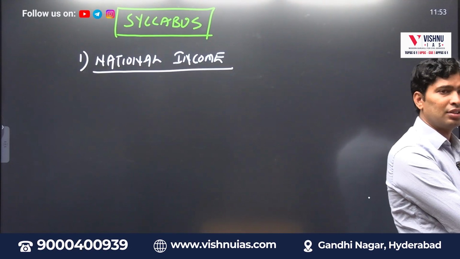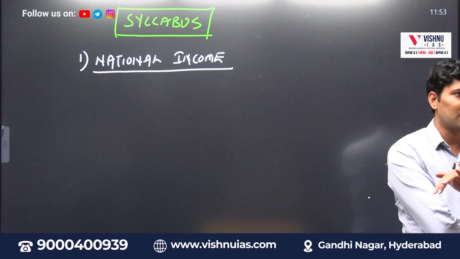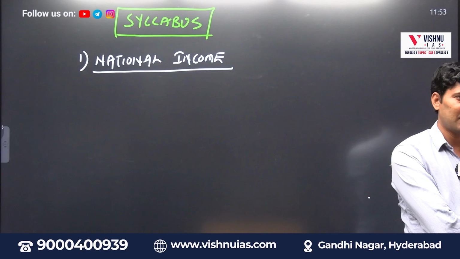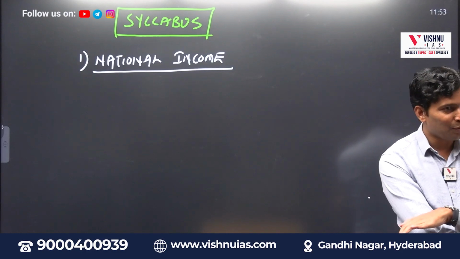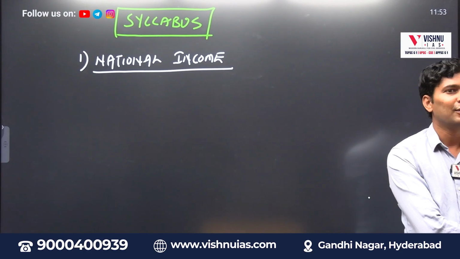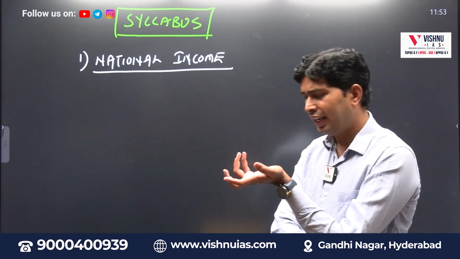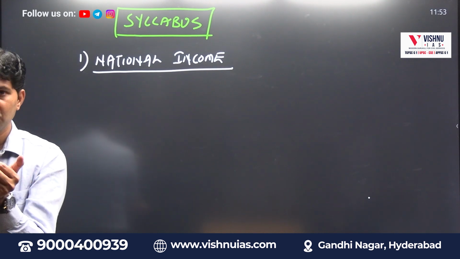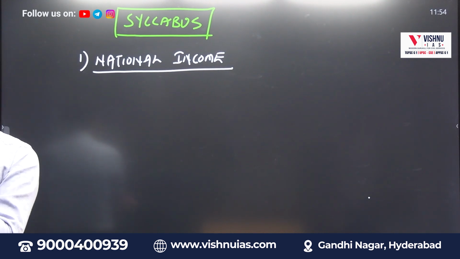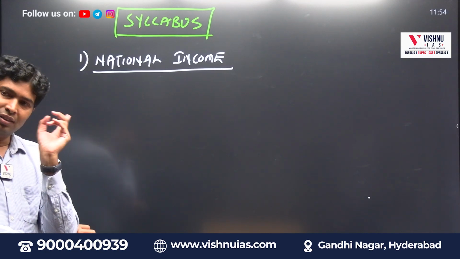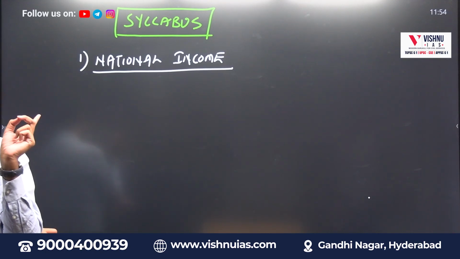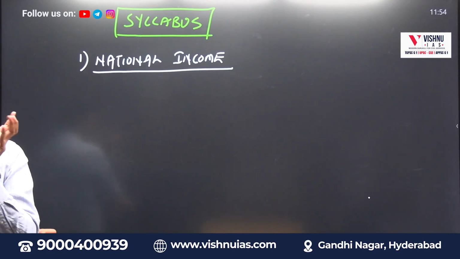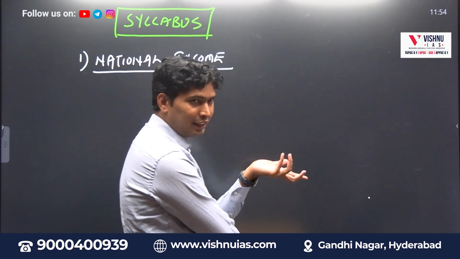Every other chapter in the syllabus finally links to one chapter that is called national income. It's like the mother of all the chapters. From every other chapter, a direct link is there to national income. That is the reason why the exam is interested in comprehensive understanding, individual understanding of each topic, and also holistic understanding of the entire syllabus. Agriculture is linked to national income, poverty is linked to national income, banking is linked to national income, taxation is linked to national income. Everything is linked to one heart, and that heart is called national income.